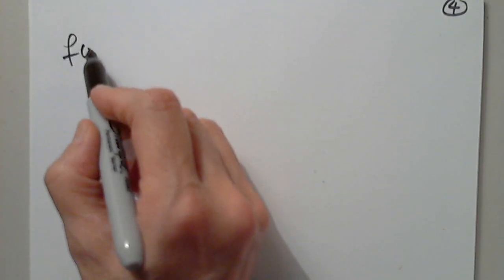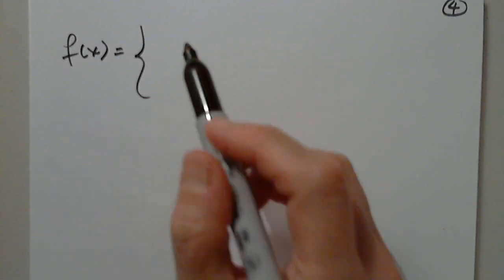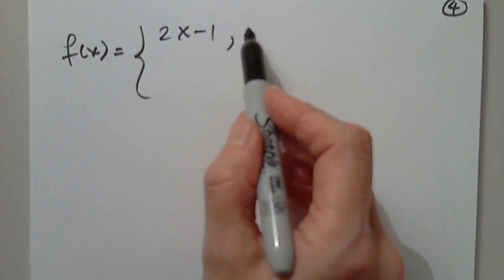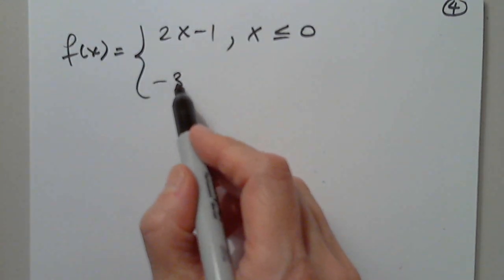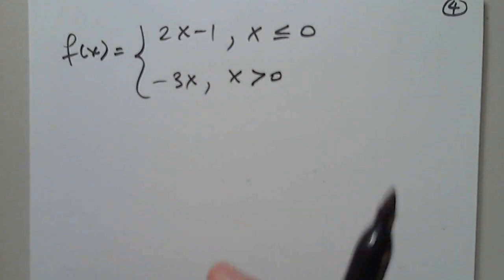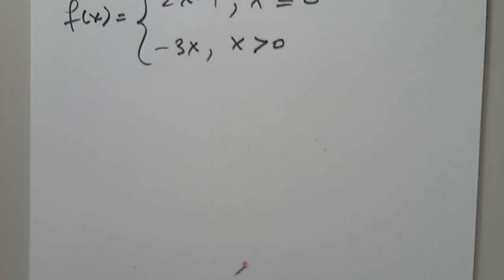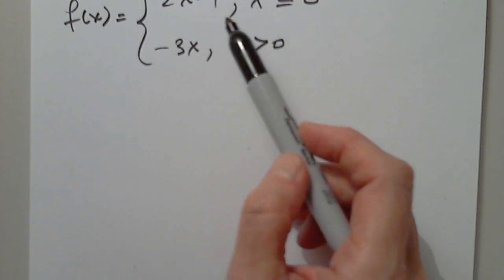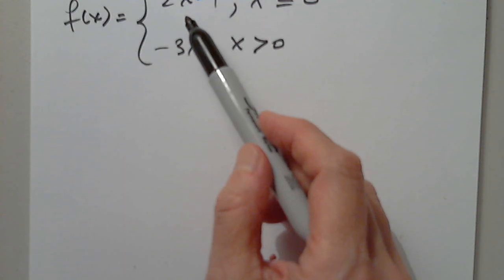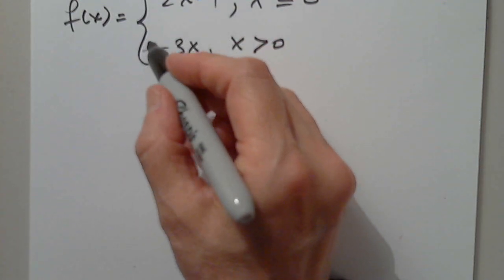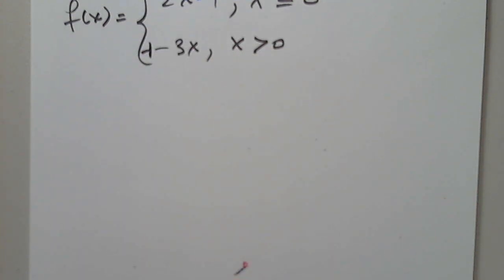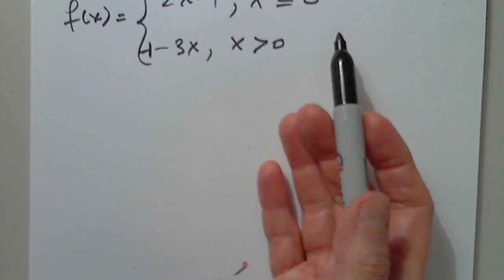Good. So now let's say we have this function. Let's say 2x minus 1 for x less than or equal to 0, and negative 3x for x greater than 0. Let me see. It has to be continuous, so I can ask the question. Okay, so negative 1 minus 3x. Is this function continuous at 0?